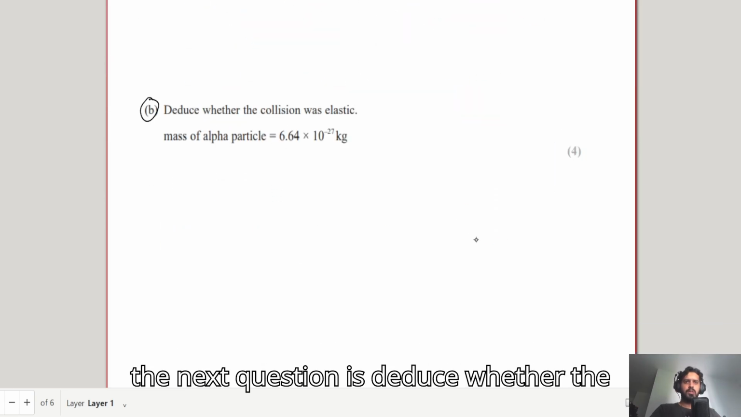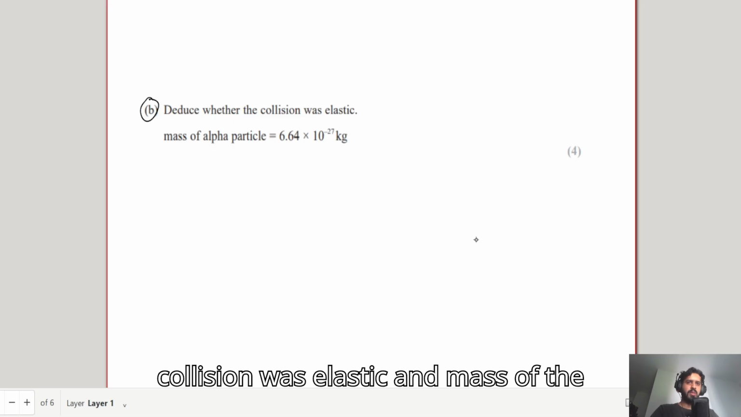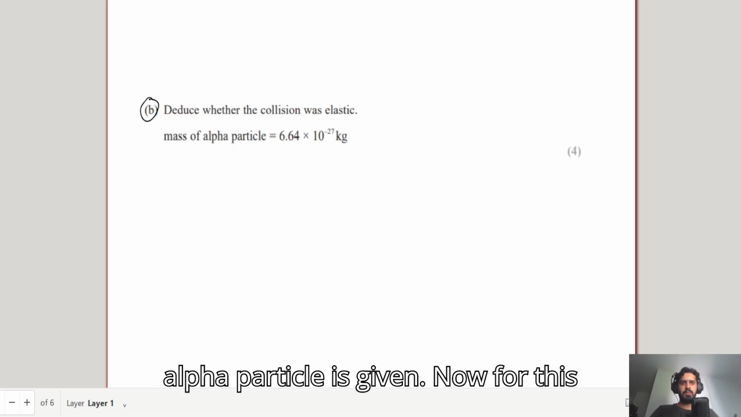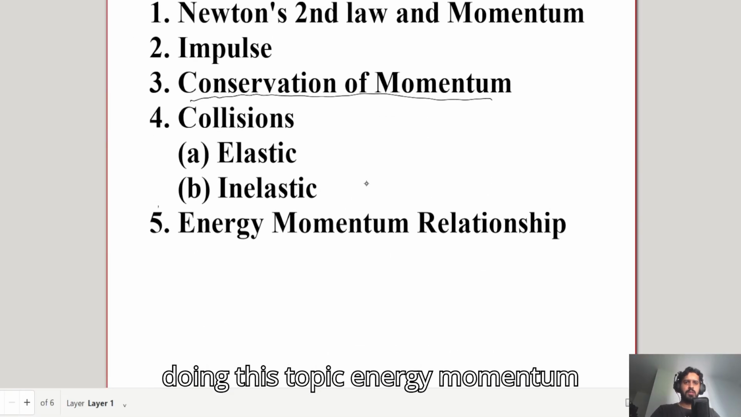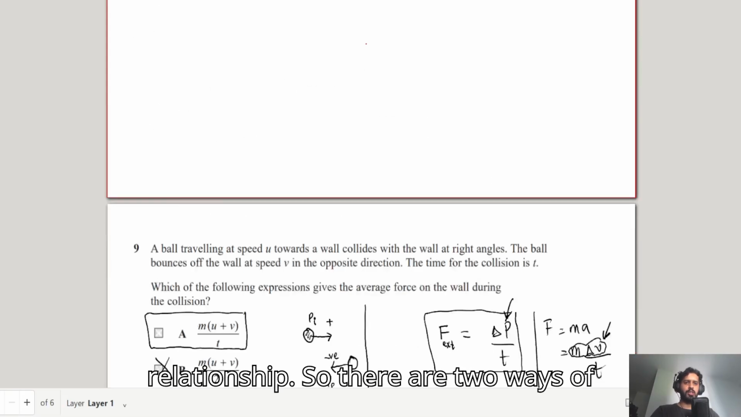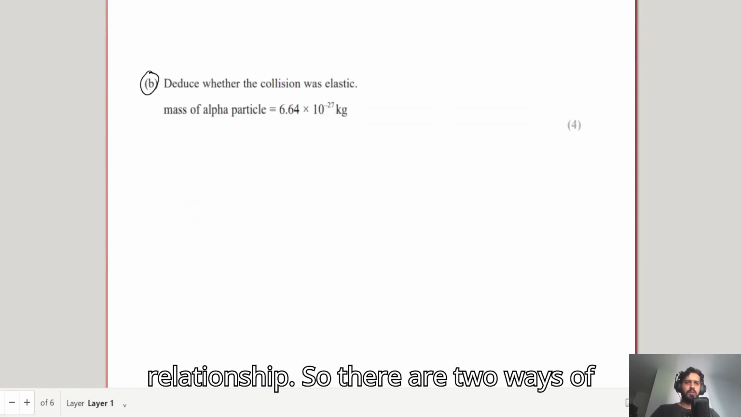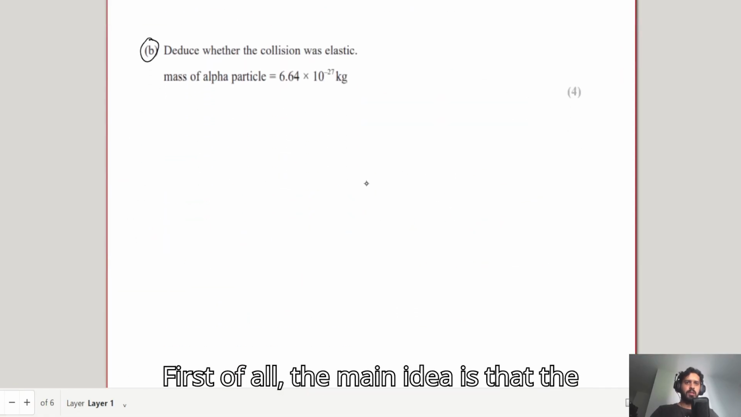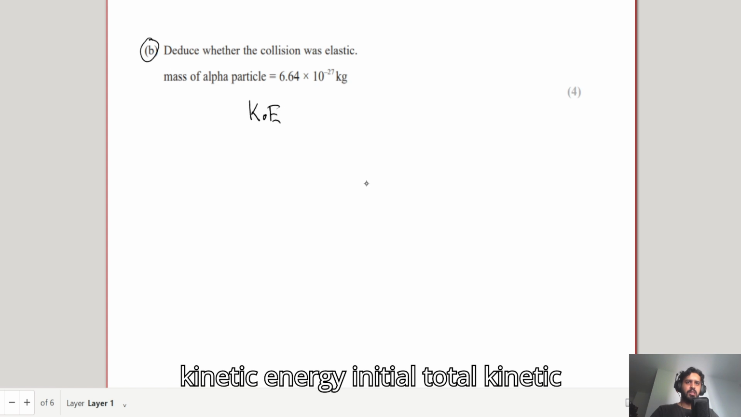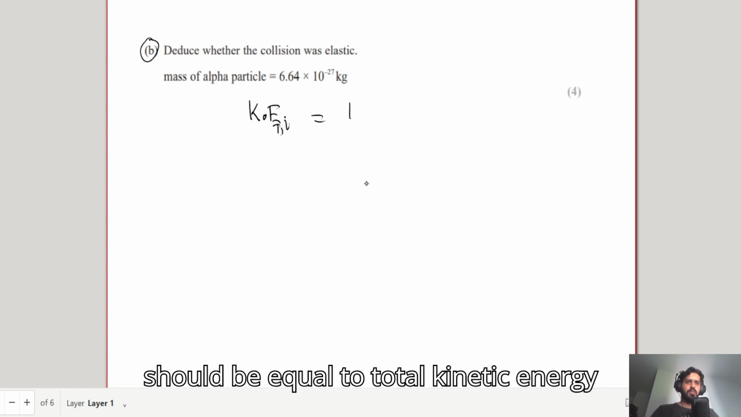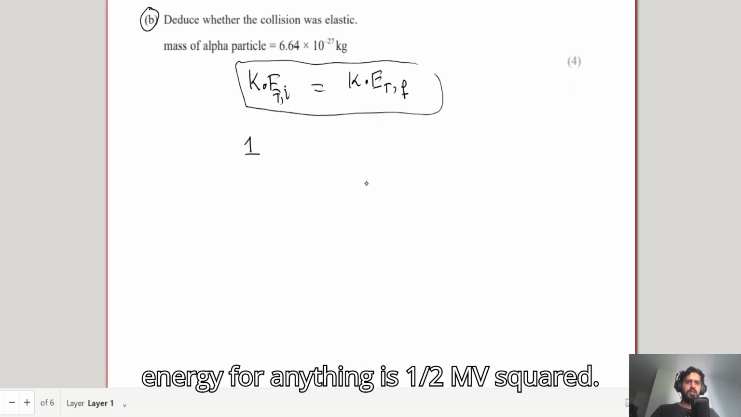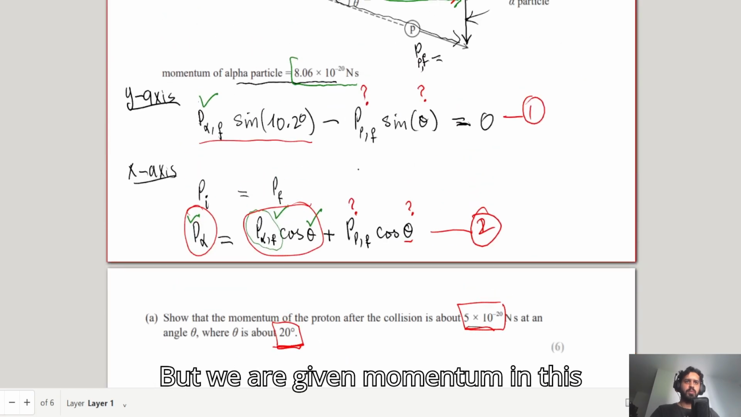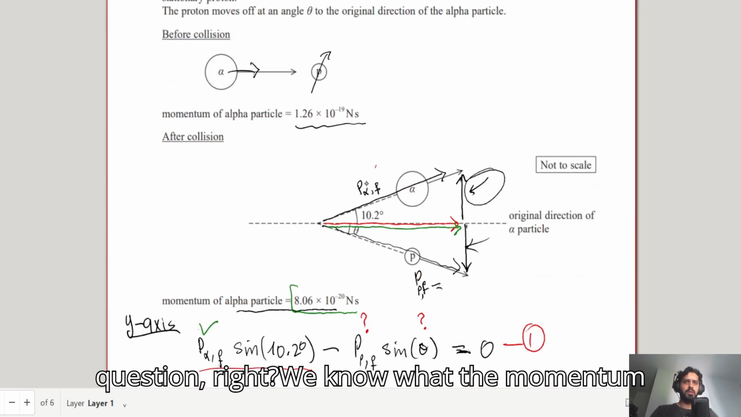The next question is, deduce whether the collision was elastic, and the mass of the alpha particle is given. Now for this question, we are doing this topic, the energy-momentum relationship. So there are two ways of solving this question. First of all, the main idea is that the total kinetic energy initial should be equal to the total kinetic energy final. But the problem is that the kinetic energy for anything is 1/2 mv squared, but we are given momentum in this question, right? We know what the momentum is.